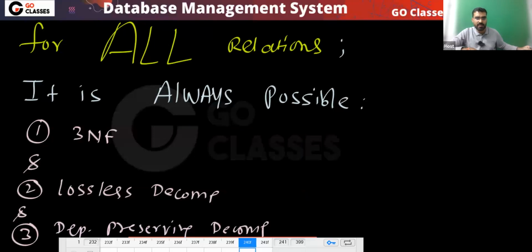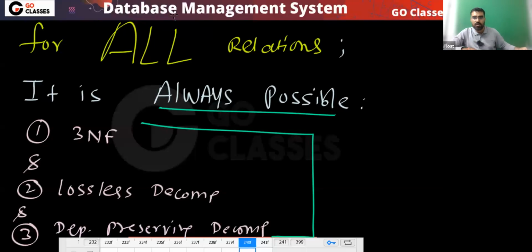So for all relations, this type of decomposition is always possible. Agree? It is always possible for all the relations. Such a decomposition is always possible.